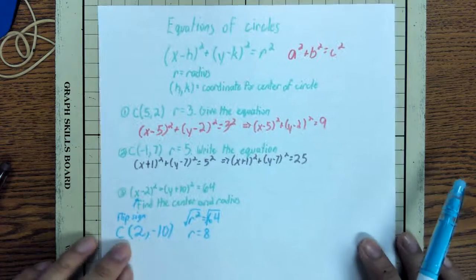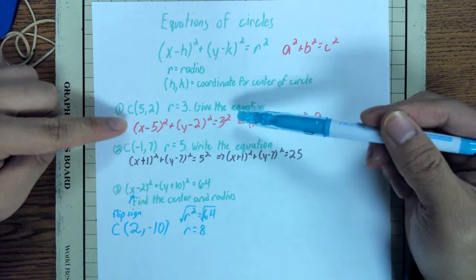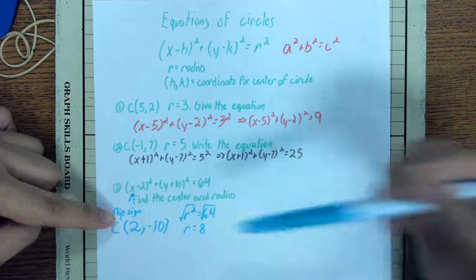Alright, so there you have equations of circles. From the center and the radius, coming up with the equation, and from the equation, going back to find that center and that radius.